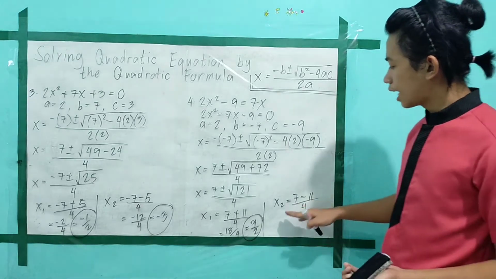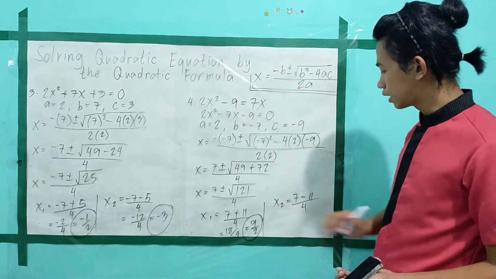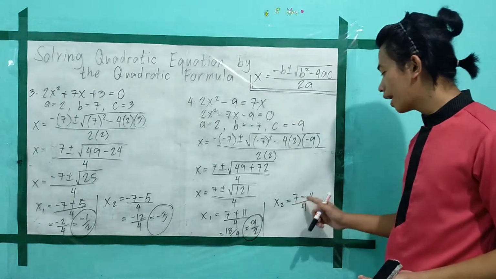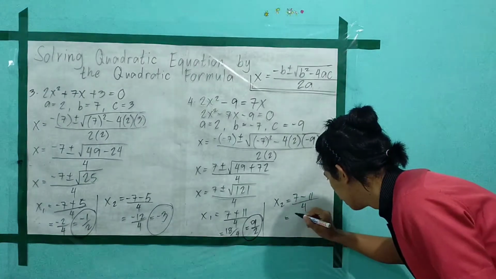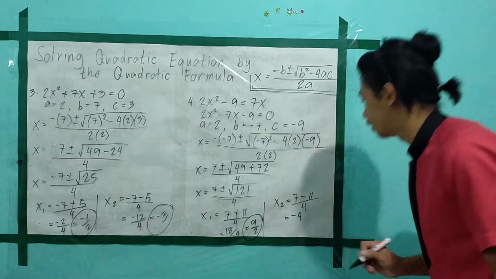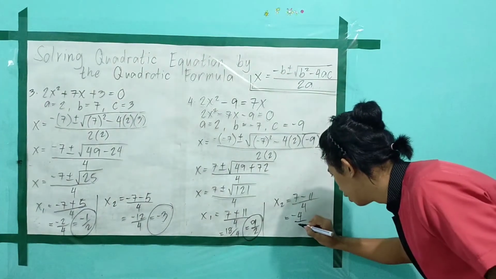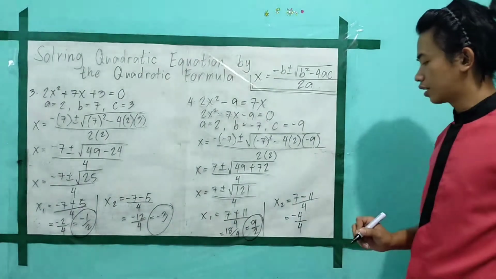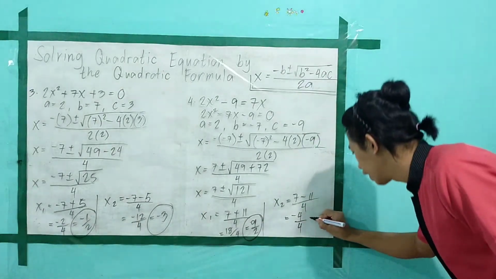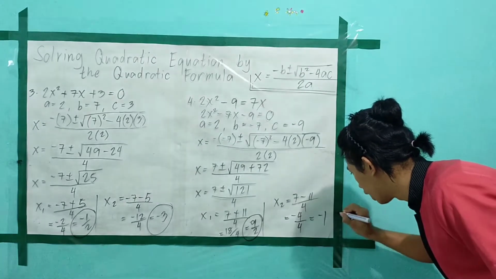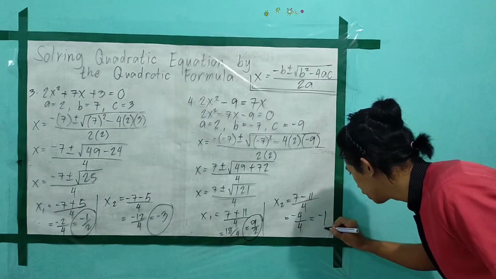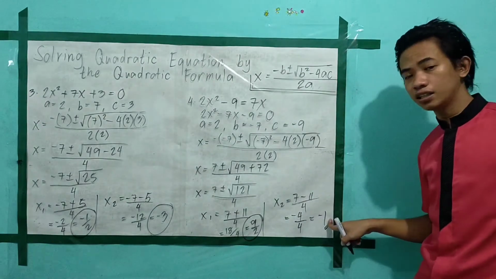Okay? Next tayo. For x sub 2. So, 7 minus 11. We have negative 4, all over 4. Yung ating denominator. Now, negative 4 divided by 4, we have negative 1. So, our second solution is equal to negative 1.